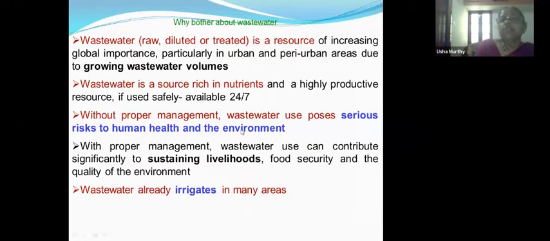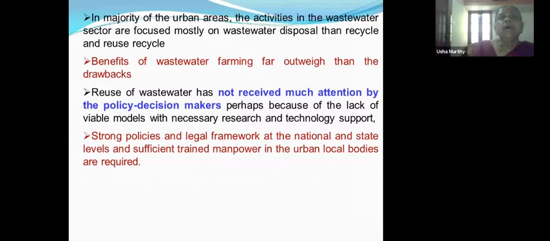Without proper management, wastewater use poses a serious risk to human health and the general environment. With proper management, wastewater can contribute significantly to sustaining livelihoods, food security, and the quality of the environment. So wastewater already irrigates in many areas. This is being practiced. In the majority of urban areas, the wastewater sector is focused mostly on disposal rather than recycling and reuse. The benefits of wastewater farming far outweigh the drawbacks, so it can be attempted.